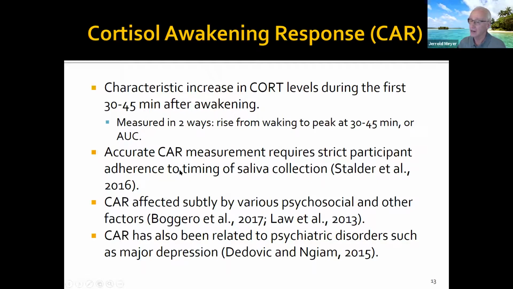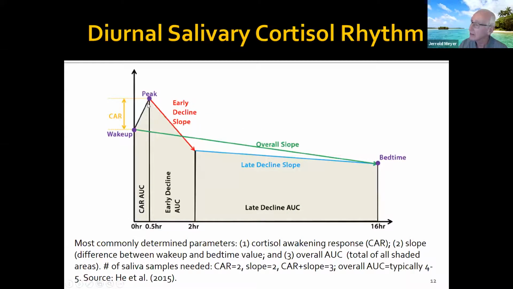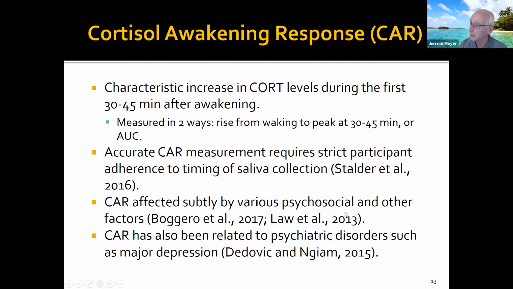So let's look at each of these metrics and see why you might be interested in it. You can actually measure the CAR not only by the difference between waking to the peak, but also the AUC. So if I go over here, I can measure the area under this whole shaded area, where it says CAR AUC. That would be another way as opposed to looking at the peak.